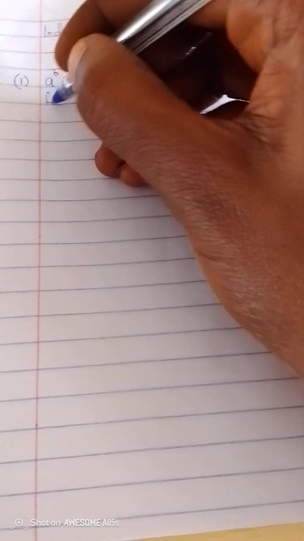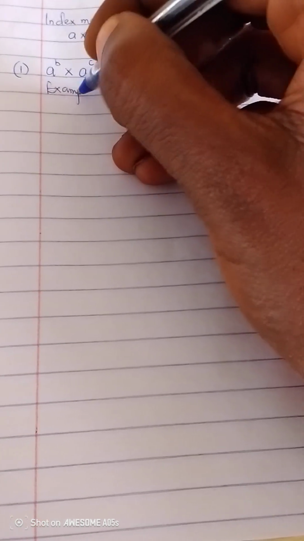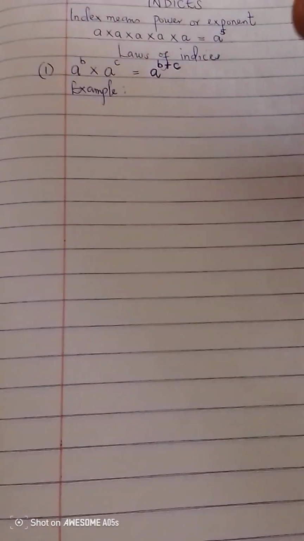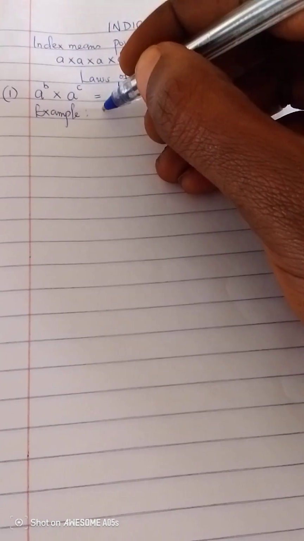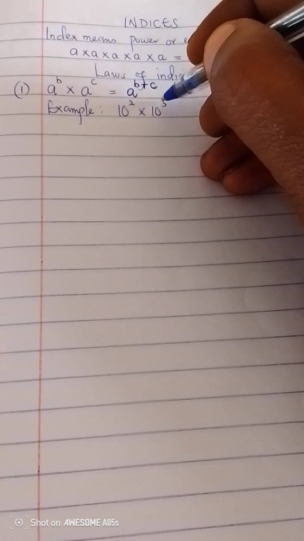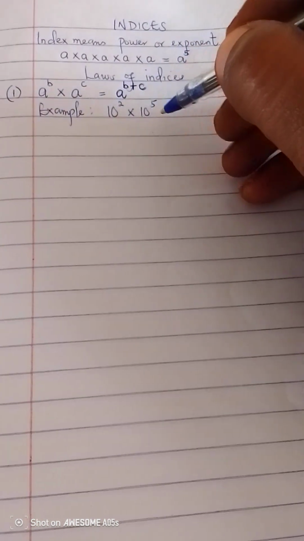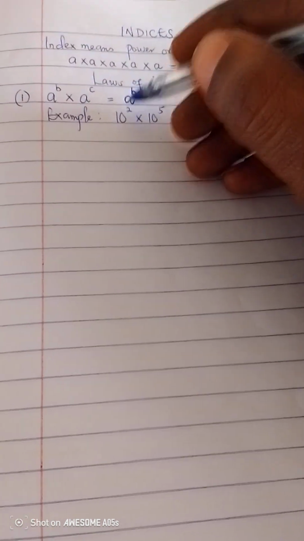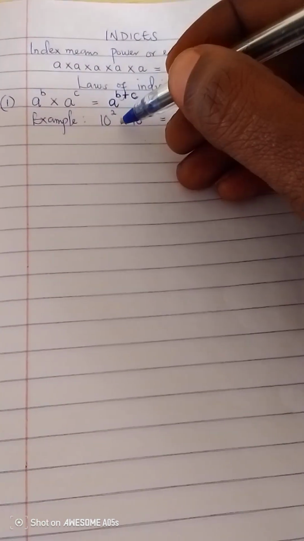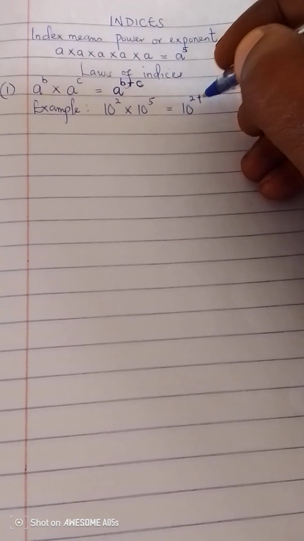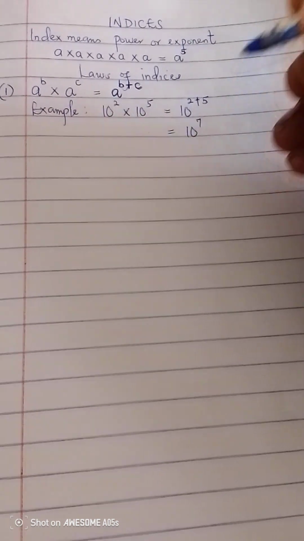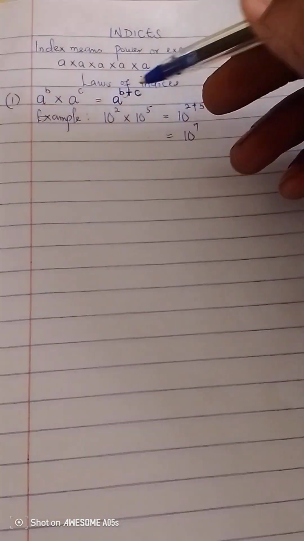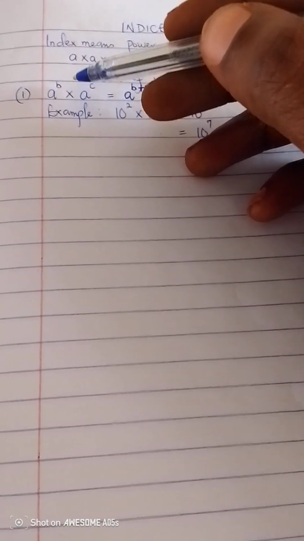Now let's use an example to explain this. We can have 10 raised to power 2 times 10 raised to power 5. They have the same base, 10, so we take one 10. Our power here is 2. Multiplication means addition, so plus 5. And our answer becomes 10 raised to power 7. So that's the first law of indices, which deals with multiplication.